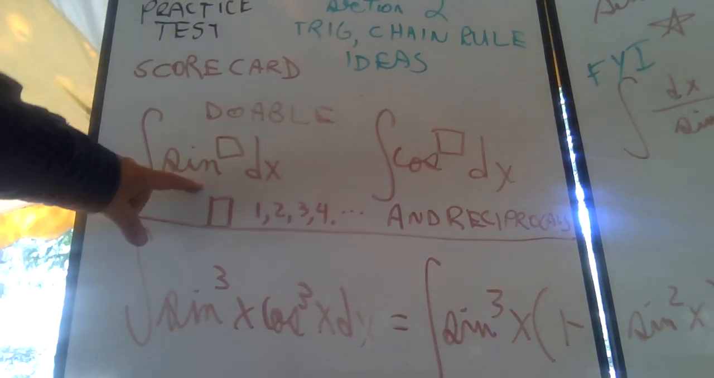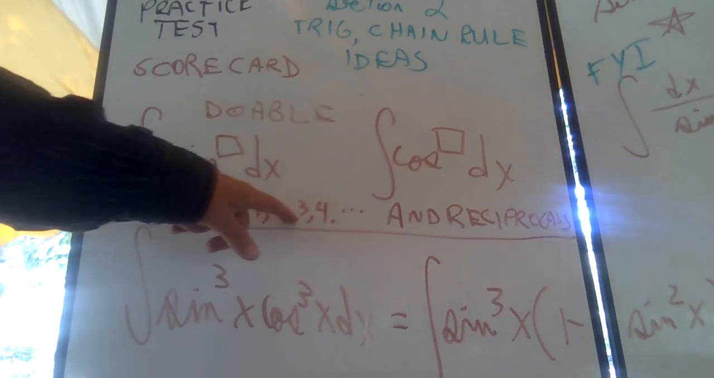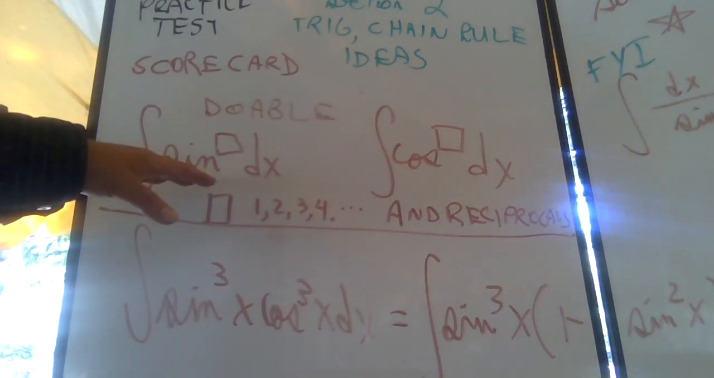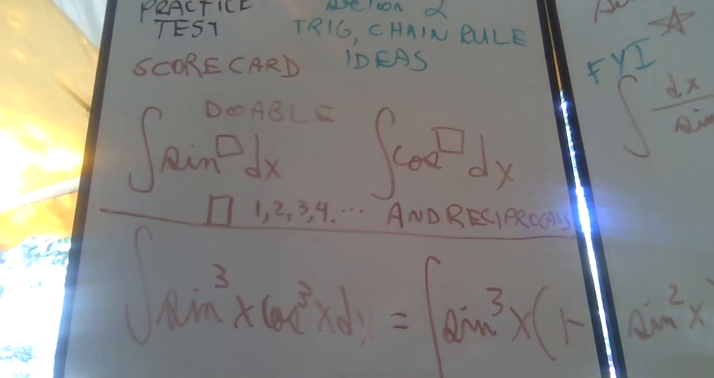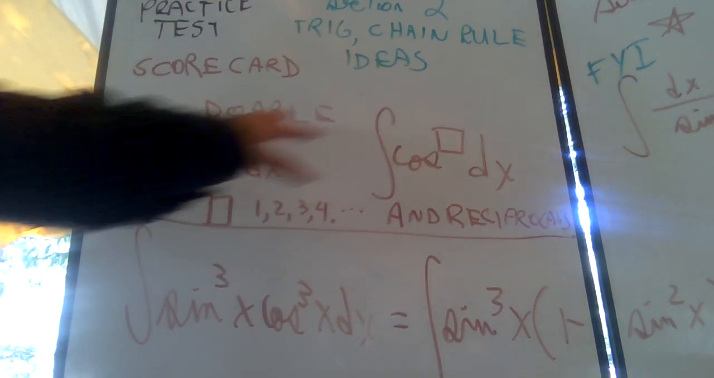We can handle integrals of sine and cosine where the powers are things like 1, 2, 3, 4, etc., and some reciprocals: 1 over sine to the first, 1 over sine to the second. That's a lot to know. Now, a few different tricks get employed, but the big idea is these are doable integrals.